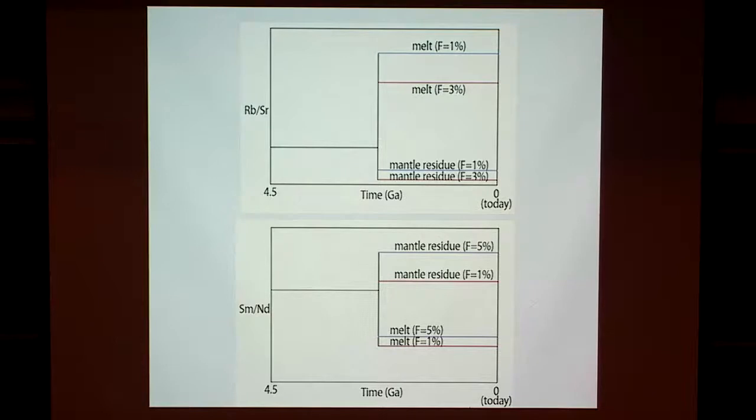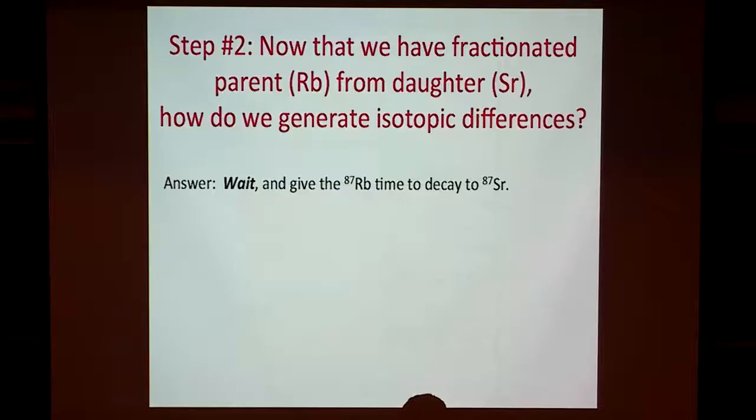Because they're both rare earths, meaning they're both 3+, and their ionic radii are very similar, you wouldn't even predict that they're going to be grossly different. By comparison, you can get a couple of orders of magnitude fractionation for rubidium strontium because their partition coefficients are so different. So just to compare, for samarium neodymium, the melt has lower samarium neodymium than the residue. For rubidium strontium, the melt has higher rubidium strontium than the residue. Okay, so that's step one.